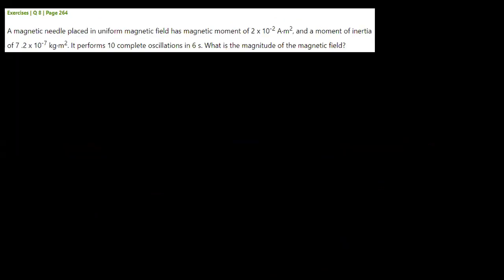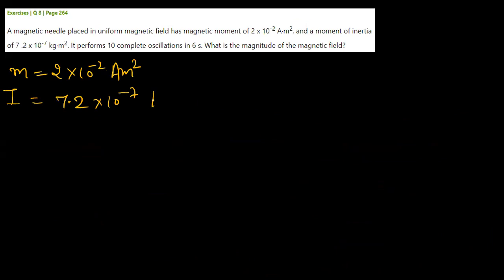A magnetic needle in a uniform magnetic field has a magnetic moment, denoted by small m. The magnetic moment is given in the question as 2 into 10 raised to minus 2 ampere meter square. The moment of inertia I is given as 7.2 into 10 raised to minus 7 kg meter square. The number of oscillations is 10 in 6 seconds.